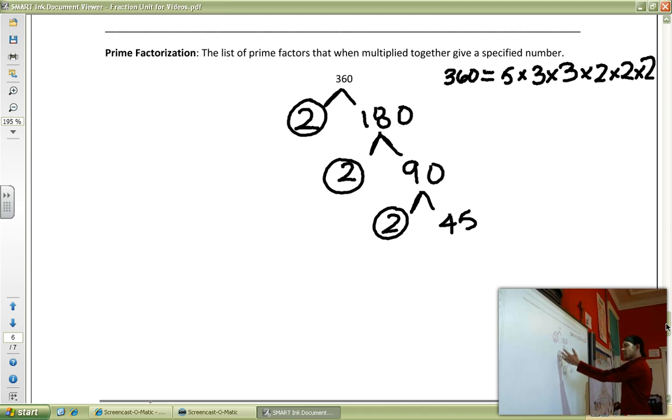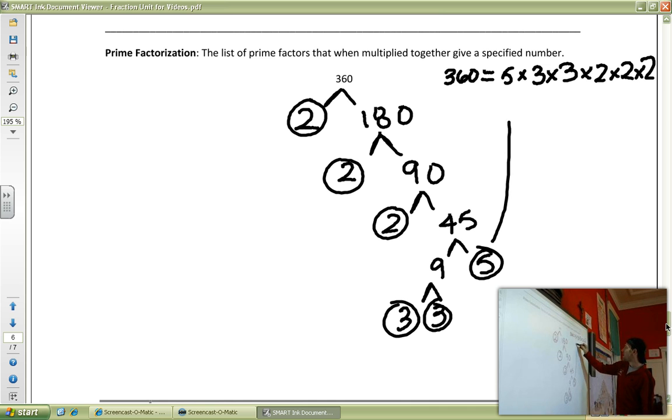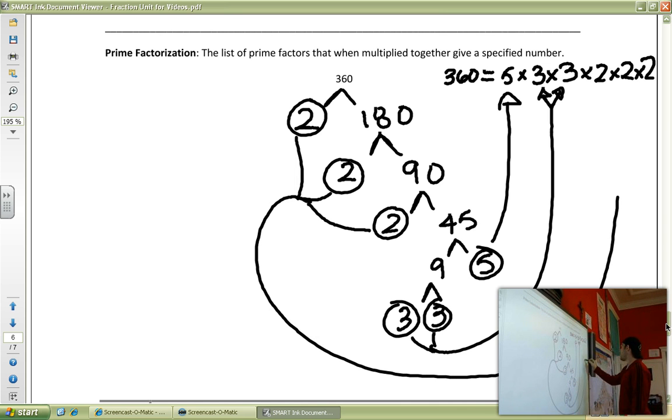Circle my 2. All of these branches are done growing. They're out to leaves, but this one keeps going. Here I can do 9 and 5. Now 9 still composite, still needs to keep growing. 3, 3, those are both finished off, and 5 is finished off. That's great. Now if you'll look here with me, I'm going to have my 5 right there. I've got these 2 3s, they're coming up to right there and right there. And then my 1, 2, 3, 2s. I've got all those 1, 2, 3 right there.